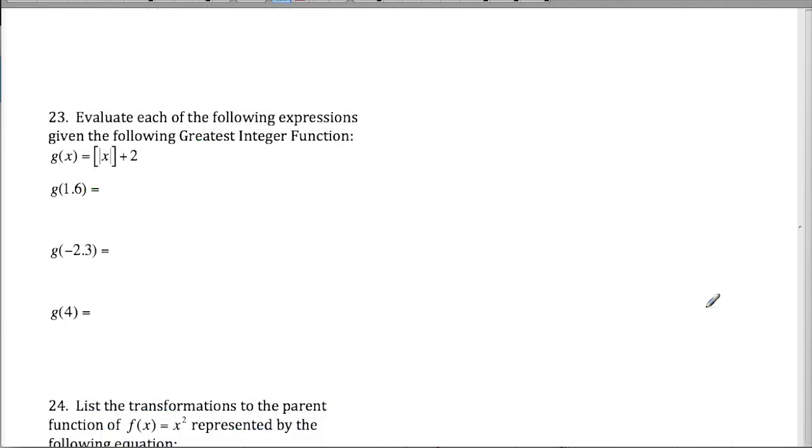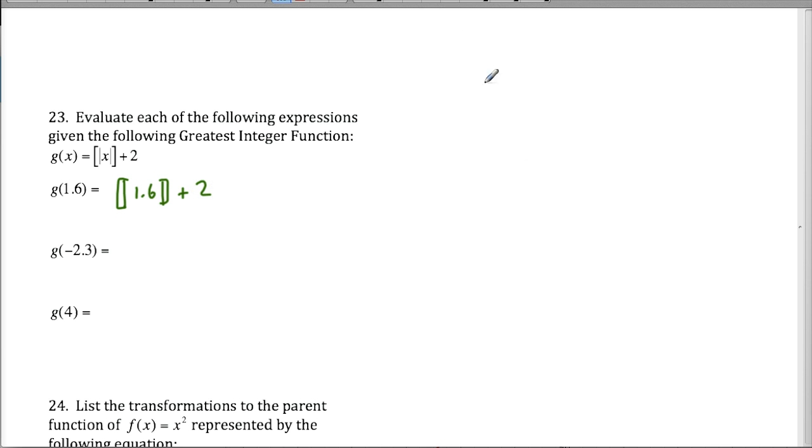And then our last page, evaluate each of the following expressions given the greatest integer function g of x equals the greatest integer of x plus 2. So what I'm doing with each one of these is plugging in g of x, so g of 1.6. So I take the 1.6 and plug it in here and add 2.